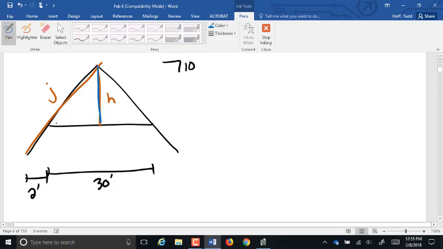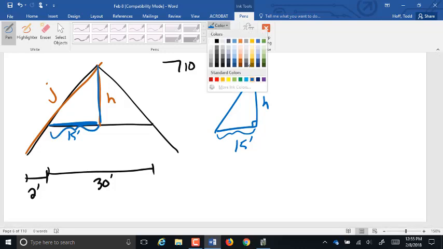So to find our height here, we're going to have this blue triangle again. This is H. What's this bottom piece going to be? 15, half of the 30, right? 15 feet to there. So we find H by doing what?